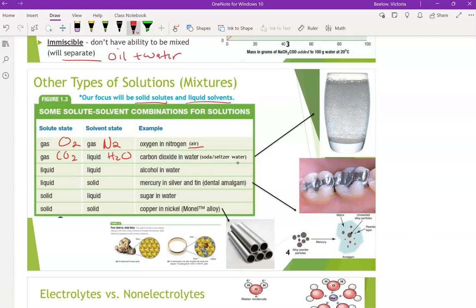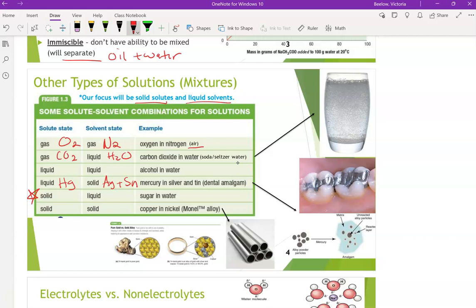Liquid dissolved in a solid. A really good example is if you've ever had a cavity and you've had to get it filled. Mercury in silver and tin. So mercury is usually a liquid at room temperature, and then you have solid silver and tin, which is Ag and Sn. That's actually what is in these things when you get a cavity filled at the dentist.